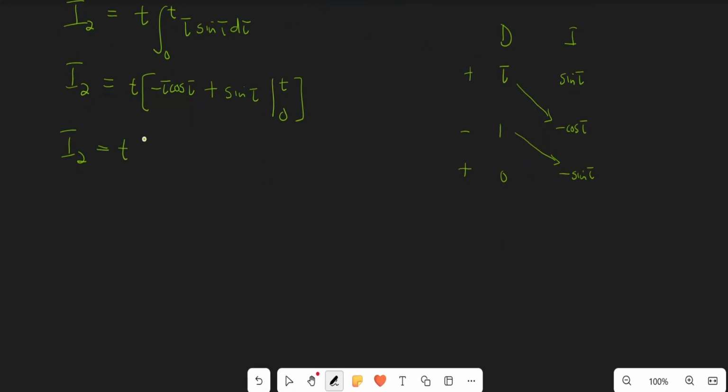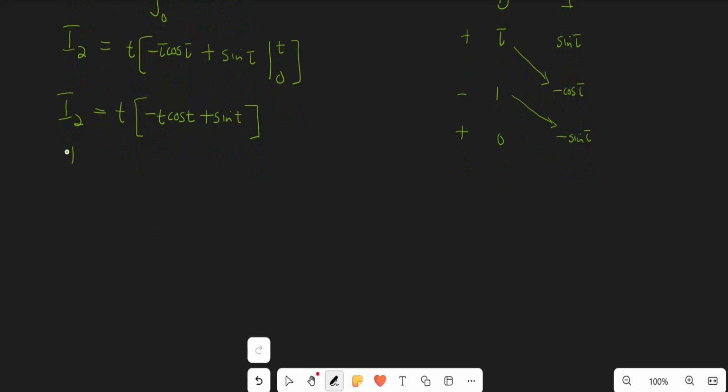So now t, and let's plug in the limits of integration. We just replace tau with t. So this is going to be negative t cosine of t and then plus sine of t. This is the upper limit minus the lower limit. We plug in 0. 0 times cosine of 0 is 0, and then sine of 0 is 0. So the lower limit is 0. There's no need to write it. And then I2 is going to evaluate to this. Let's distribute in the t. So this is going to be t sine of t minus t squared cosine of t, like this. So this one is I2.